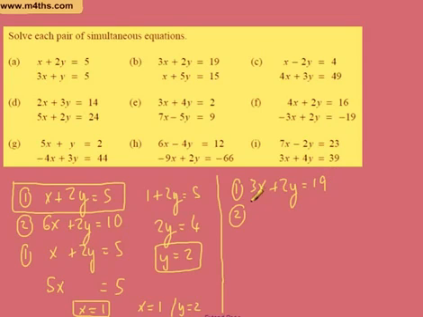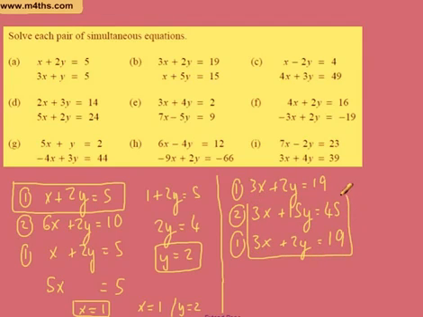Equation 2, the bottom one, I'm going to multiply by 3. 3x plus 15y is equal to 45. Now, what we've got here, and again, I'm going to rewrite equation number 1 under number 2, 3x plus 2y is equal to 19. We've got the scenario where now the x's are the same.